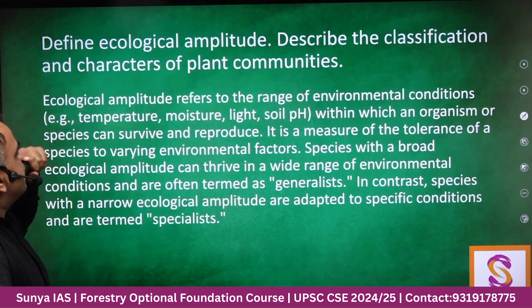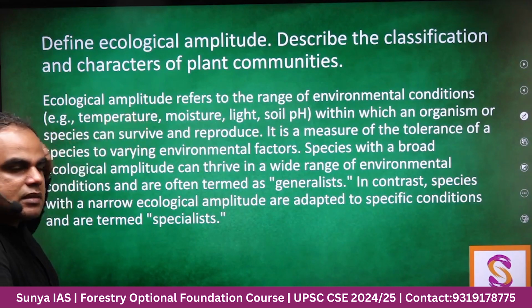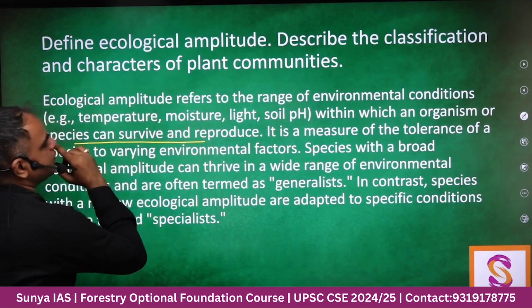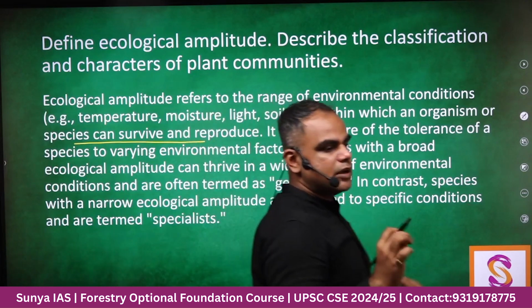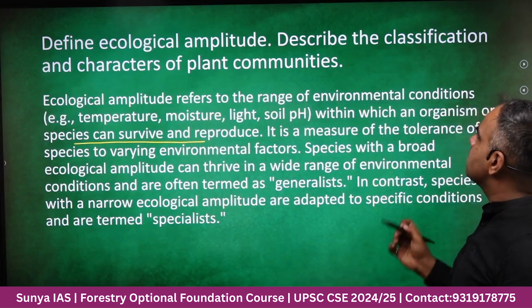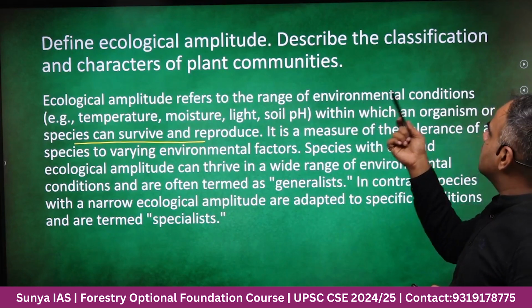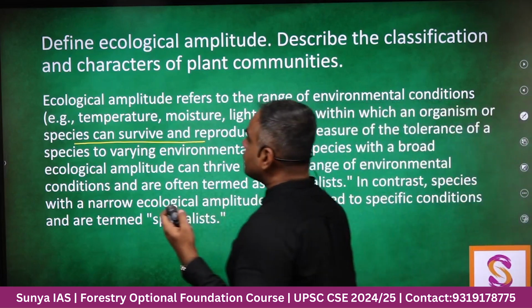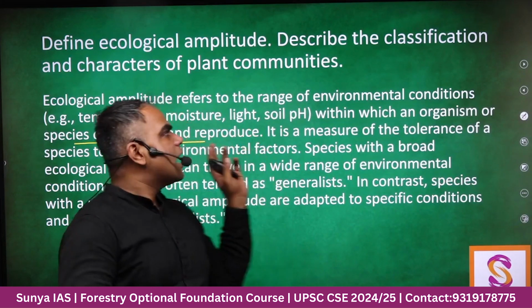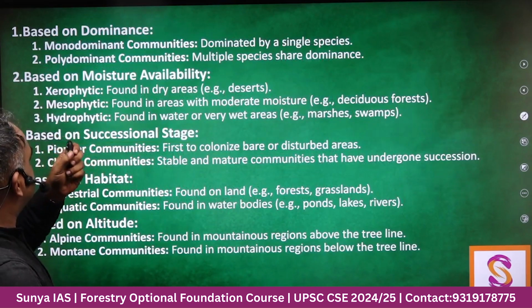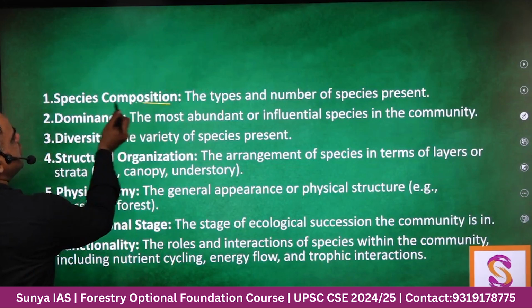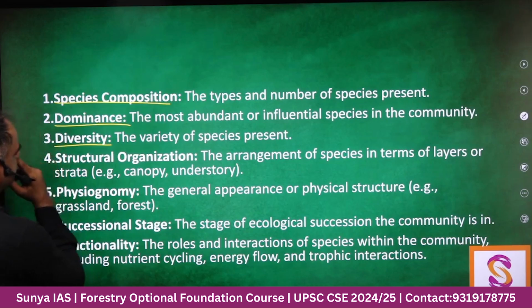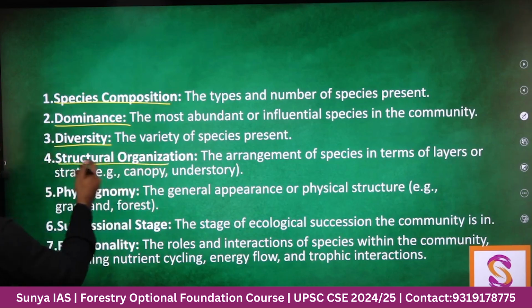Right. Again, a question, for example: define ecological amplitude. We saw in the previous lecture that it is the range of environmental conditions within which the species can survive and reproduce. We are talking about an entire range. Another question: what are the characteristics and classification of plant communities? Here you can definitely outline the different classifications we have studied. For the characters of a plant community, you can think about species composition, dominance, diversity, and the structural organization in terms of canopy.